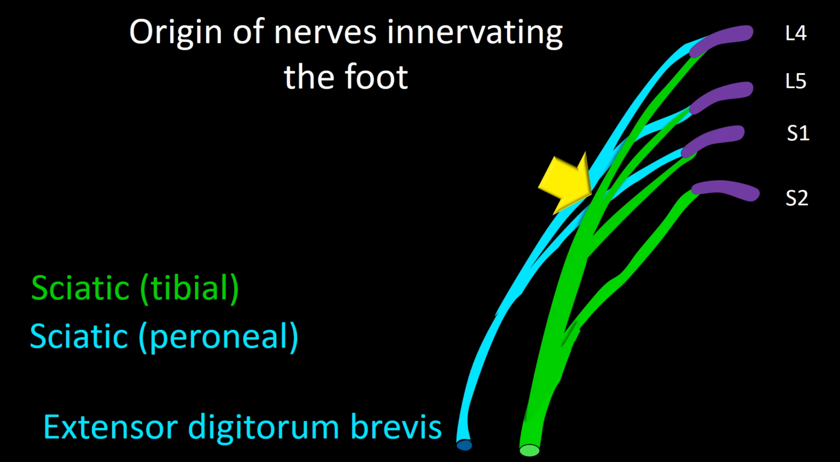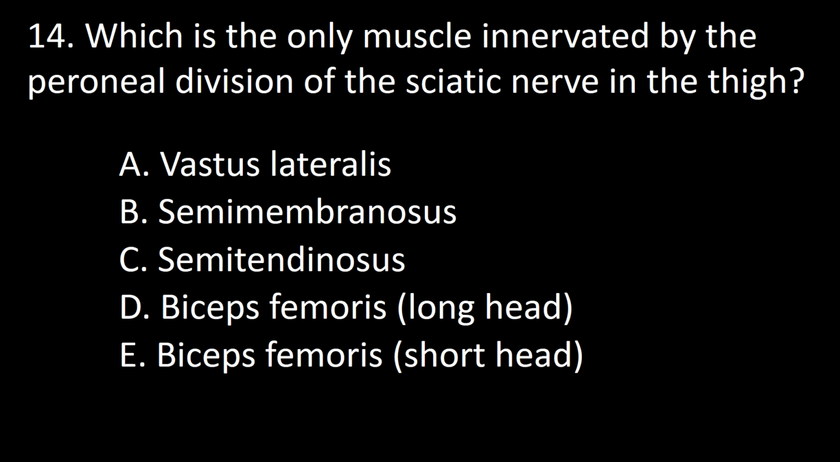The anterior division innervates all muscles of the foot except extensor digitorum brevis. This muscle is the only muscle in the dorsal surface of the foot and the only one innervated by the posterior division of the lumbosacral plexus, as shown in this illustration. So the answer to this question is E.